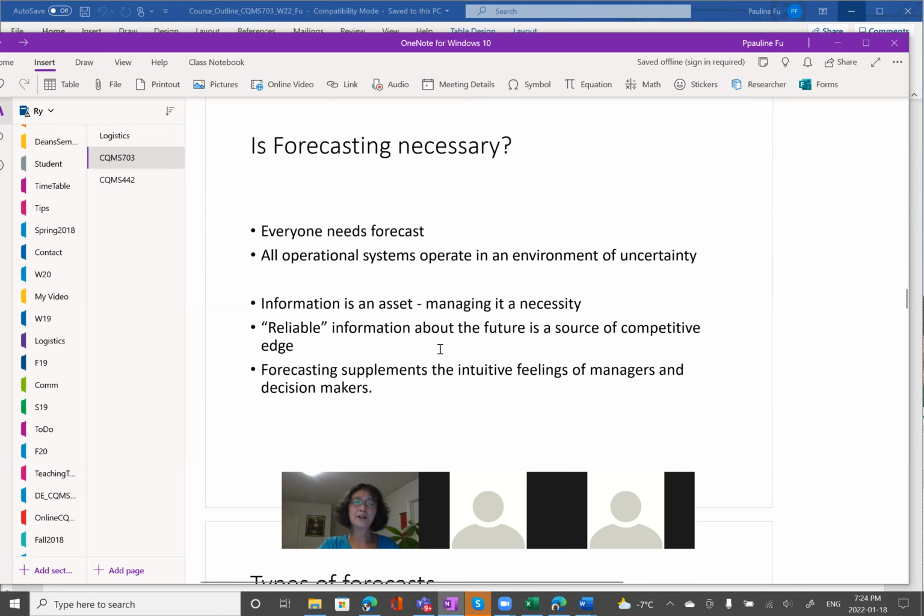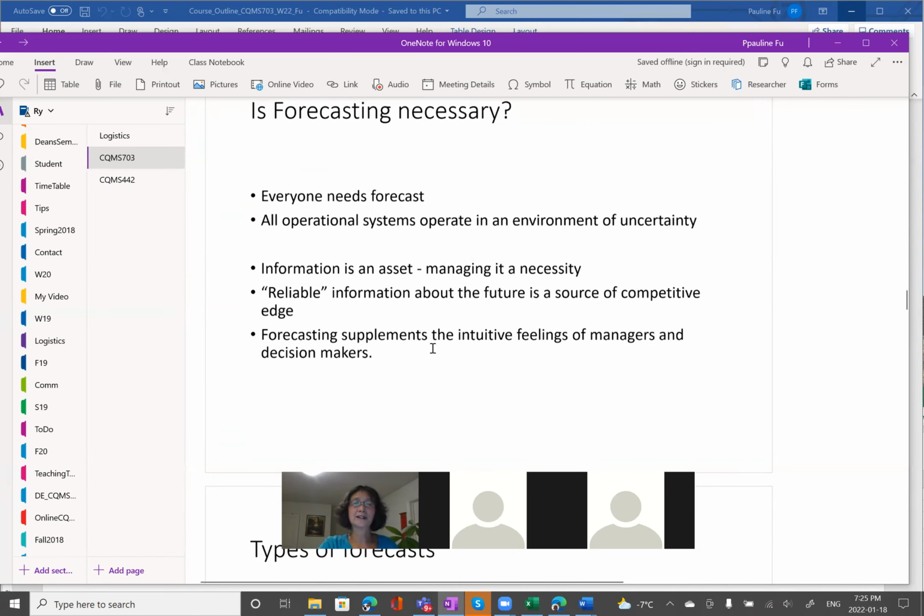The question: is forecasting necessary? Actually, everyone needs forecasting. Even for example weather forecasting, we all need weather forecasts. Same thing if you are the manager or CEO of a company: you need to know how many products you need to produce, and what the price will be for your product. So forecasting is useful when there is uncertainty.